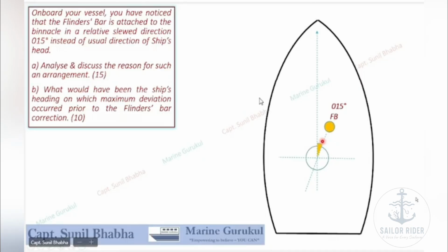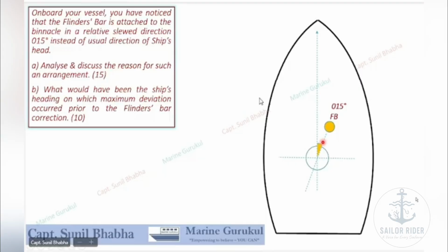So first part of the question says, analyze and discuss the reason for such an arrangement. Now on a usual ship, the Flinders bar opposes the vertical soft iron present on the ship. On a normal merchant vessel, the most predominant vertical soft iron which we have is the funnel. The funnel is usually exactly aft of the compass. So to compensate the funnel's effect, the Flinders bar is fixed up just forward of the compass. But in this case, the Flinders bar is slewed 15 degrees.